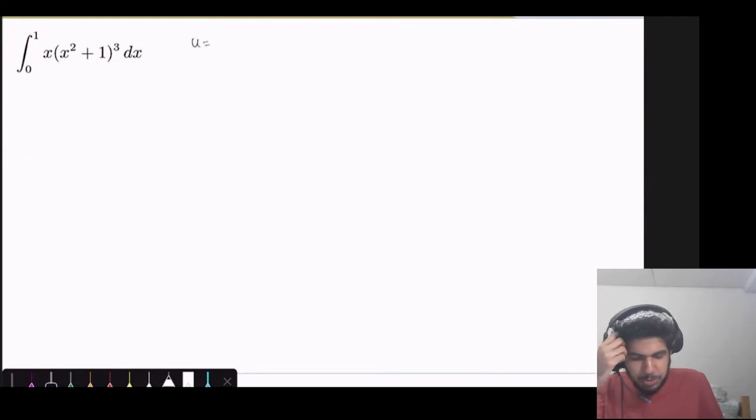So u equals x squared plus 1. du/dx equals 2x. That tells us dx equals du over 2x. So this comes down to the integral.